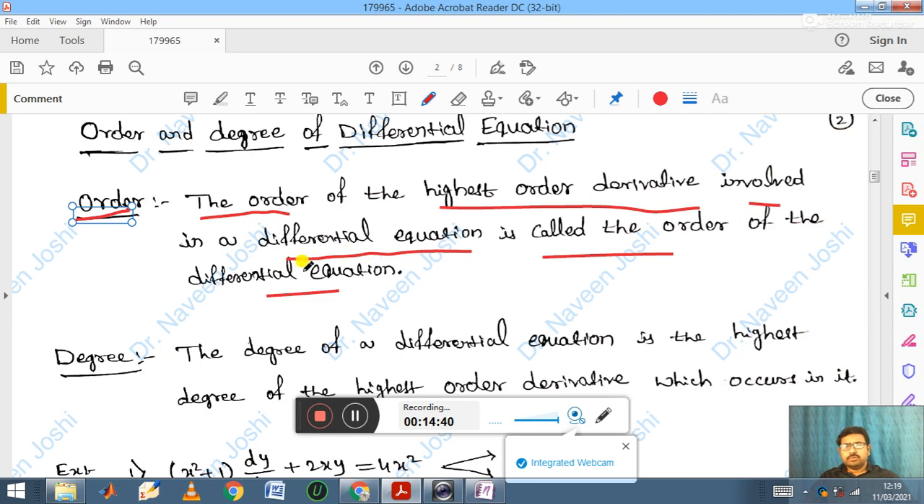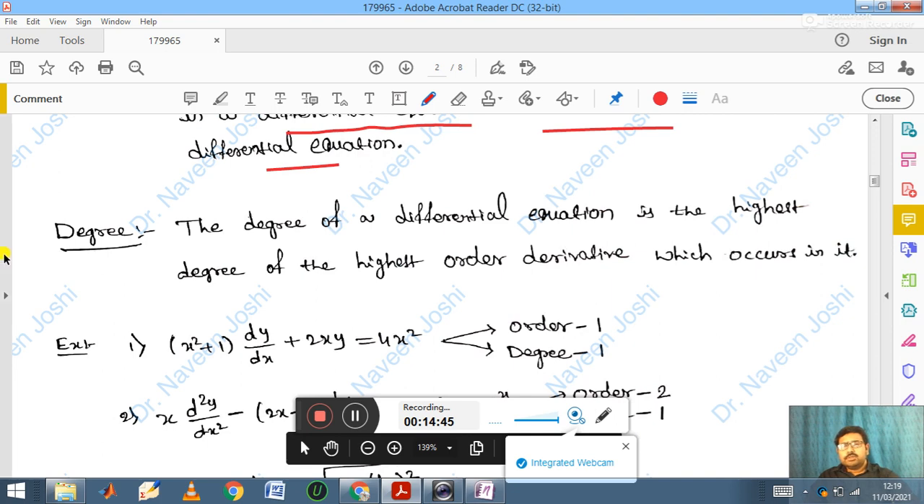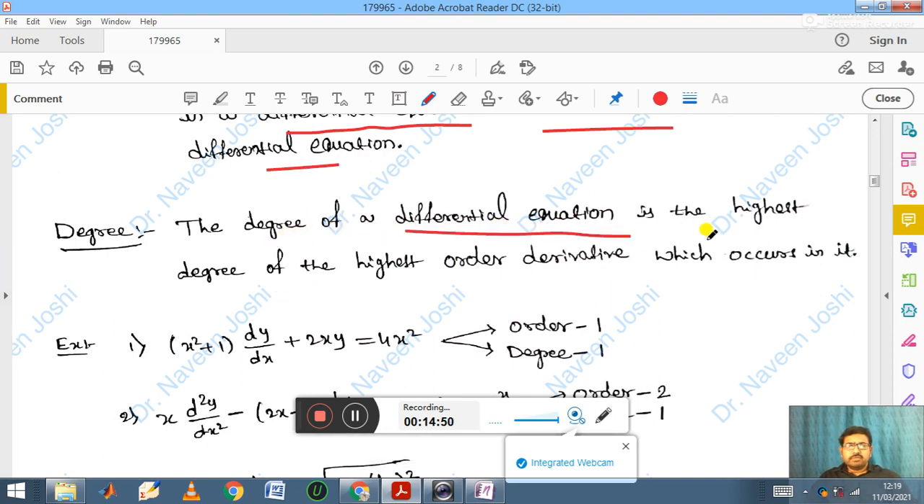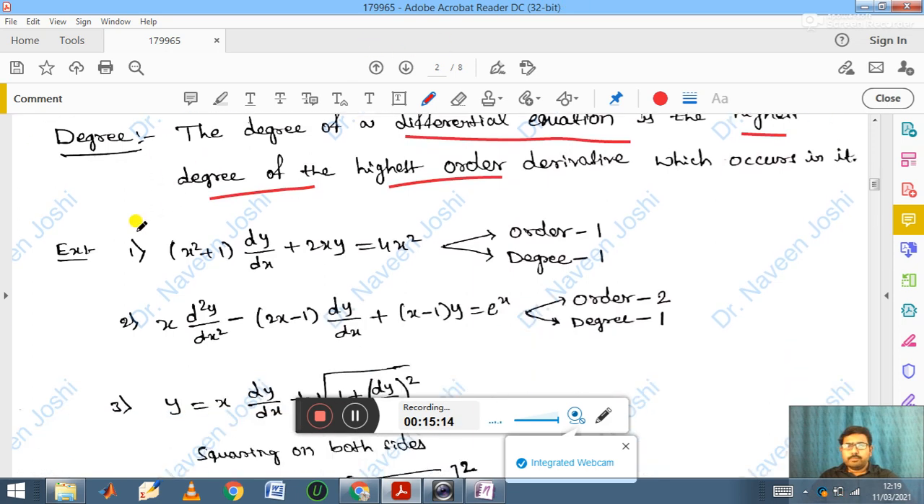Let's see the degree definition. The degree of a differential equation is the highest degree of the highest order derivative which occurs in it. So you need to understand here, degree of the highest order derivative. It means to find the order as well as degree, you need to focus on the highest order derivatives occurring in the differential equation. So let us try to understand with a few examples.